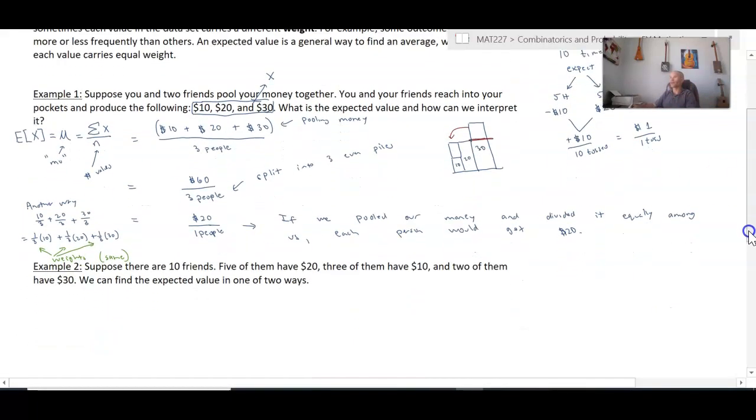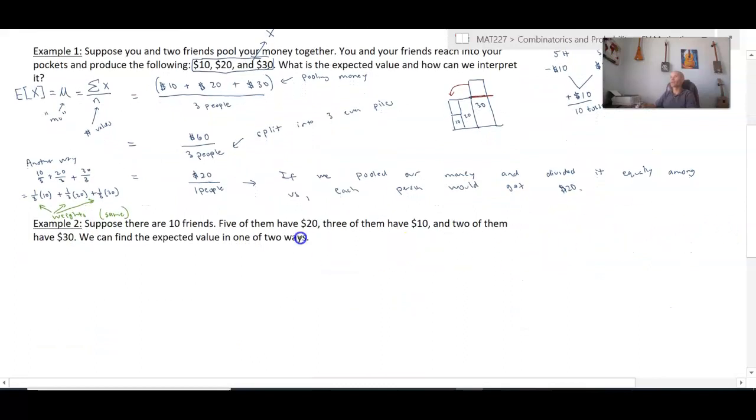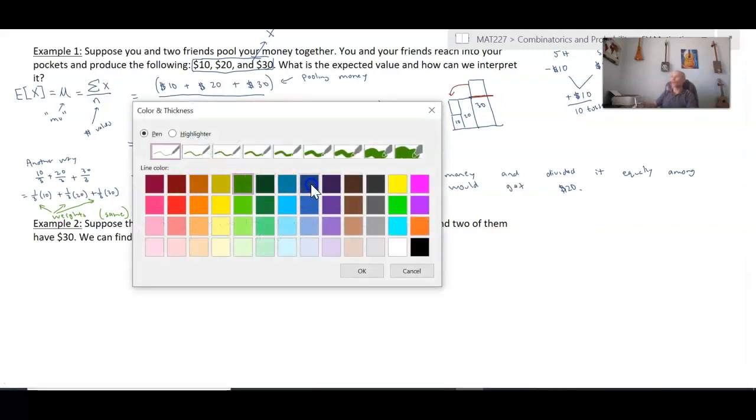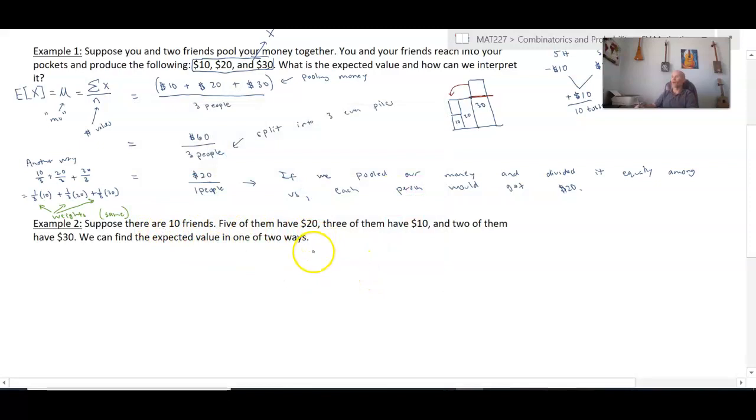Let's change up this problem just a little bit. Suppose there are 10 friends. 5 of them have $20, 3 of them have $10, and 2 of them have $30. Now we can find the expected value in one of 2 ways. One way would be to say, well, what I'm going to do is take 20 plus 20 plus 20 plus 20 plus 20. So that's the 5 people who have $20. 3 of them have 10, so we're going to add their 3 10s into the pile as well. And 2 of them have 30, so we're going to add those 2 30s.